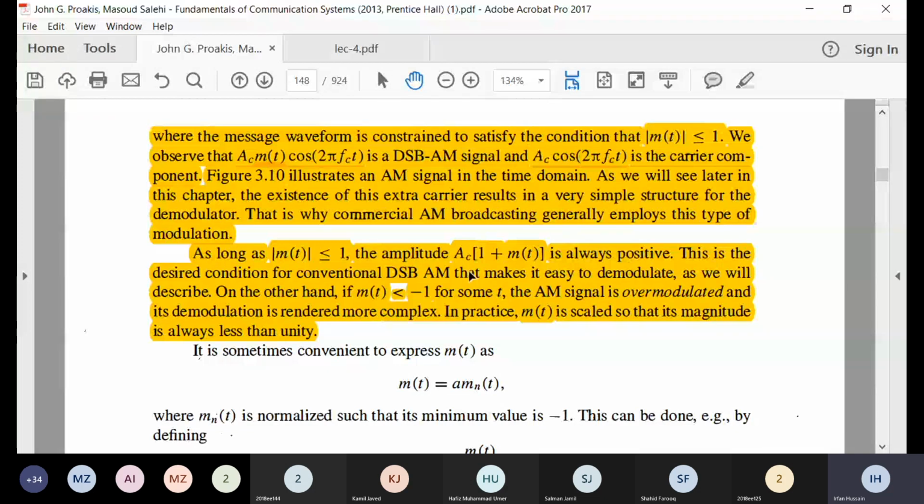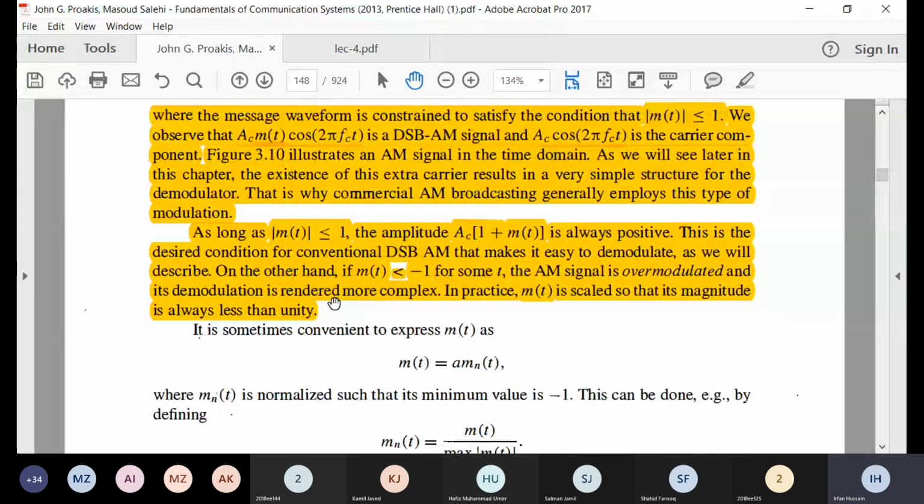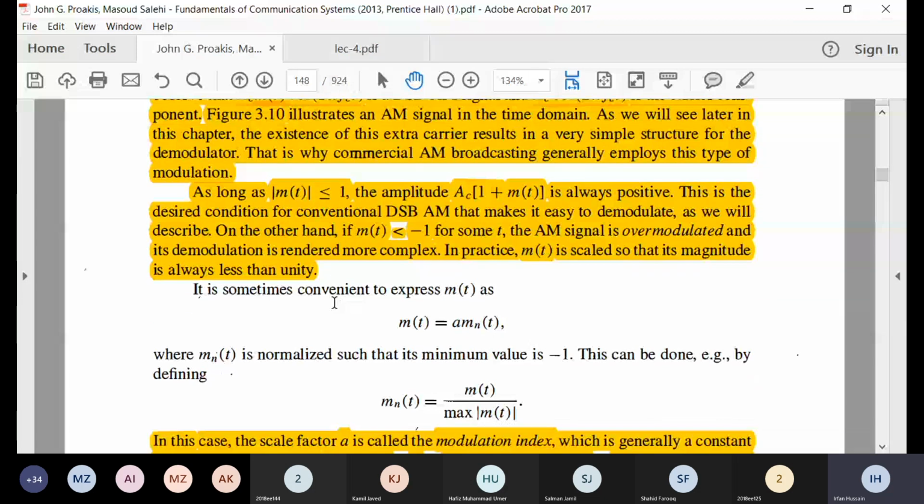So that is why we always use techniques to make this m(t) much smaller as compared to 1, so that we never approach this condition, or even m(t) equal to 1. We are always less than 1 in terms of magnitude, so that the envelope always remains positive. The envelope doesn't go negative, so there's no reversal of sign. How can we make sure that m(t) is always much less than 1?